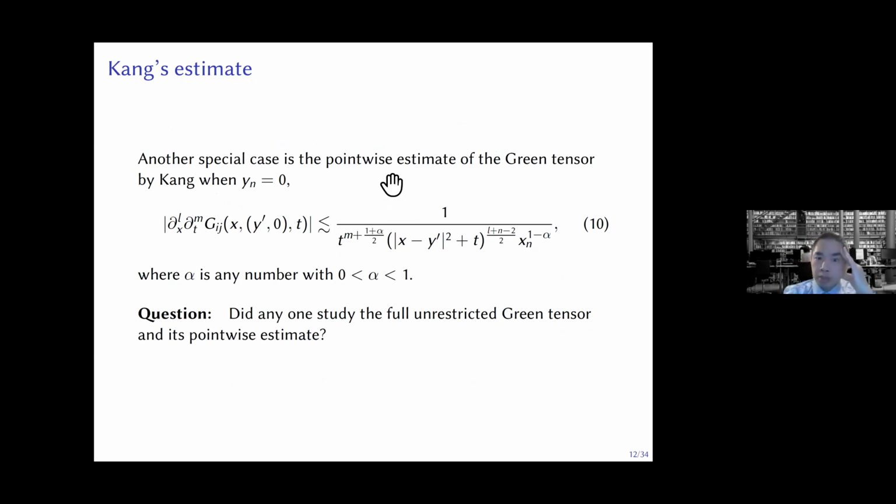Another special case is due to my collaborator Kang, but only in the case that y is equal to 0. And so when y is equal to 0, this estimate holds, and alpha here is any number between 0 and 1. So there's a singularity near the boundary, but it's integrable. And the starting point of our project is that no one has studied the full unrestricted Green tensor and its pointwise estimate. So far, I think nobody really studied this.